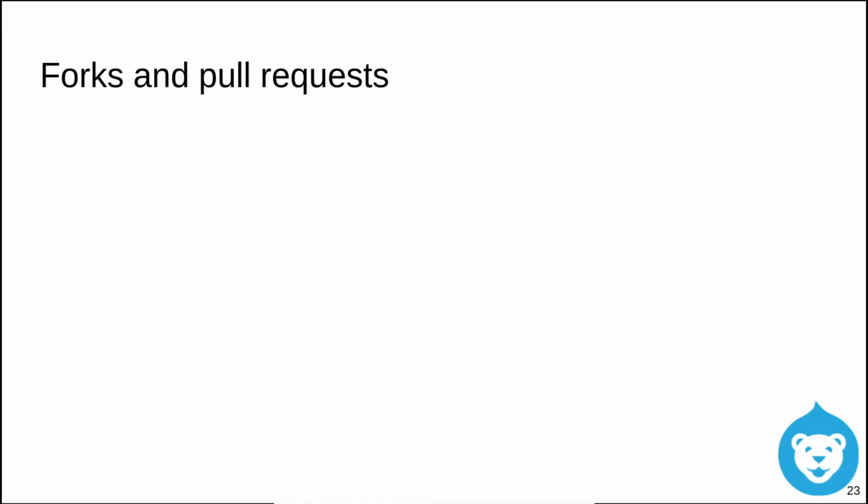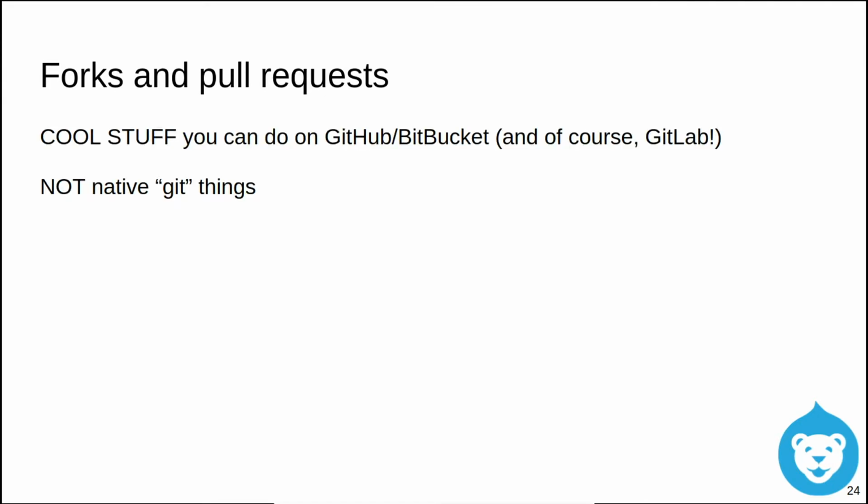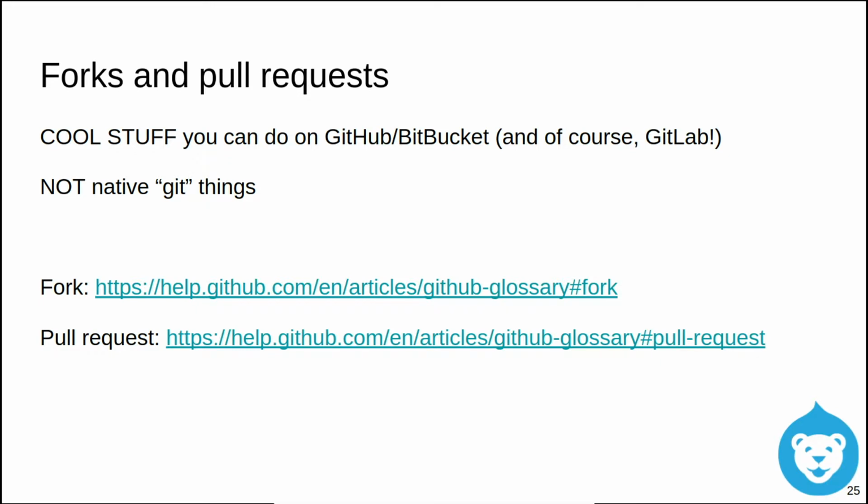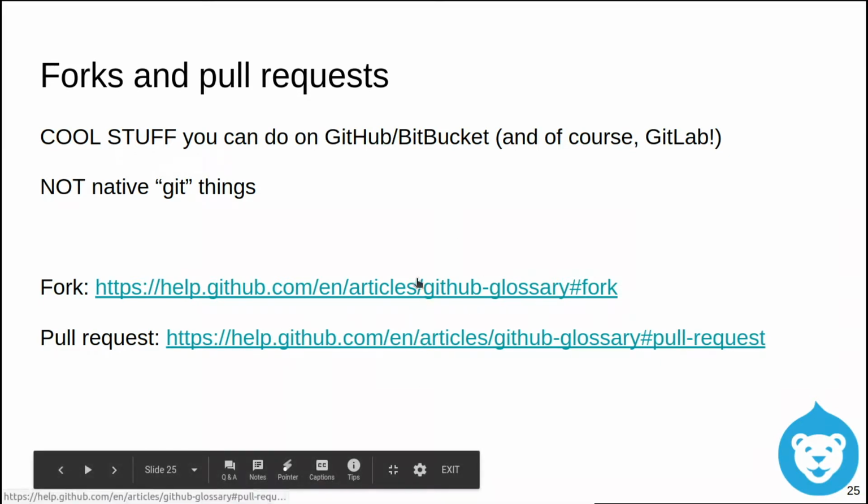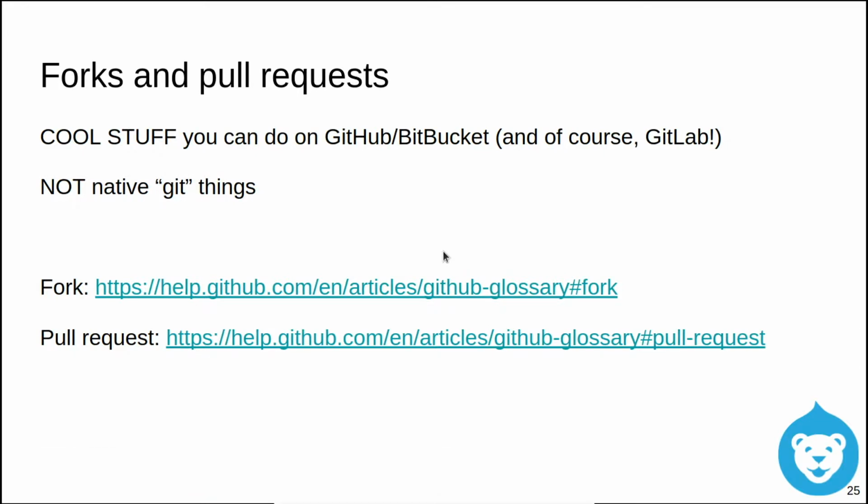Forks and pull requests. Who knows what forks and pull requests are? Oh, that's awesome. Wow, cool. Okay, so they are cool stuff that you can do on GitHub and BitBucket and of course GitLab. They are not native Git things. They have really good descriptions of what these things are right on GitHub. They're the same concepts on GitHub and GitLab and BitBucket. Sometimes they're named different things. In GitLab, they're called merge requests.